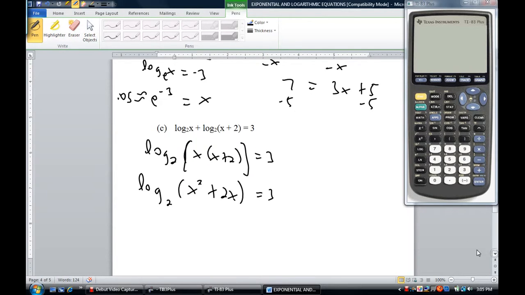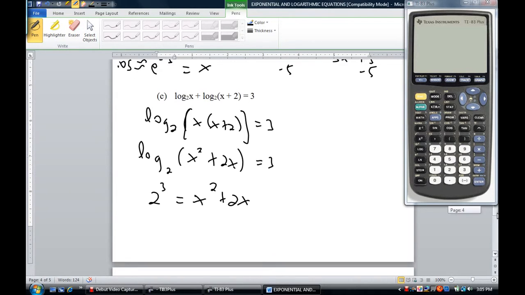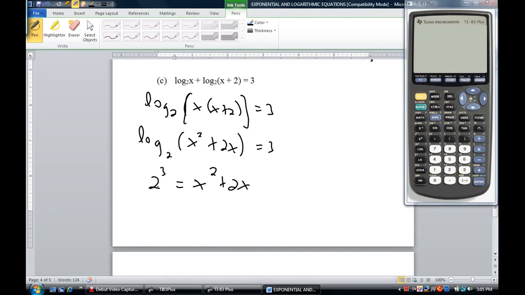And then, since it's in log form, I can now convert it to exponential form by starting with the 2, which is the base, and logs equal exponent, which is 3. And that equals what's left over, x squared plus 2x. And now it's an algebra problem. And let's hope that you remember how to do these. So 2 cubed is 8.